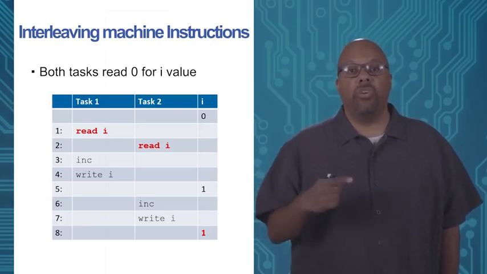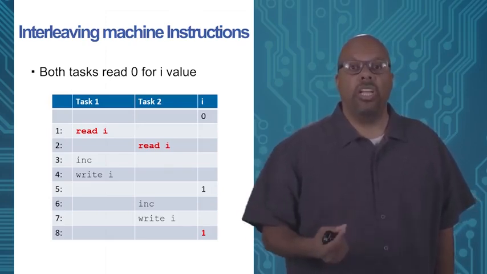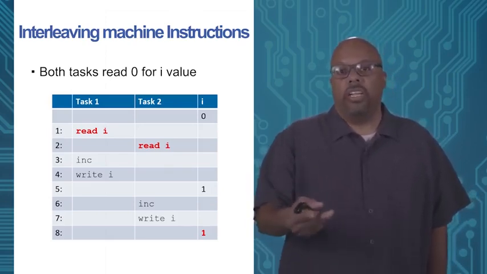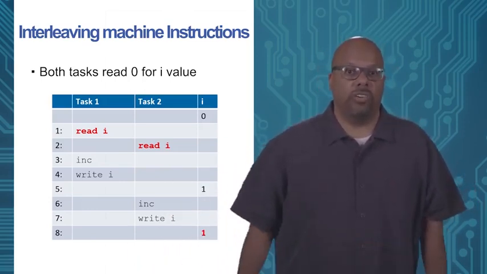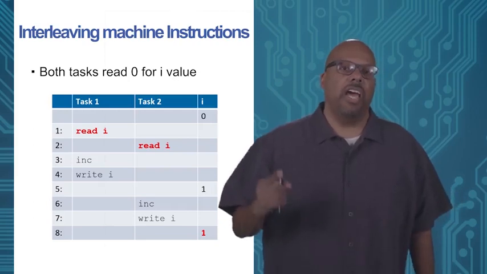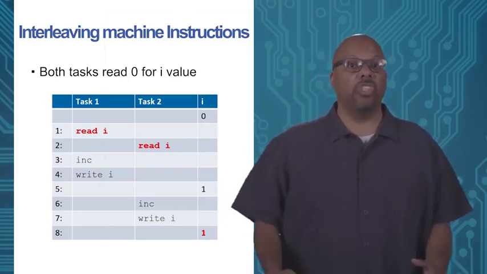So task 2 in step 6 increments that 0 to a 1, and then it writes a 1 in for I. Now, there was already a 1 in there for I. It writes another 1 in there for I. But at the end of this sequence, I has a value 1 instead of 2.